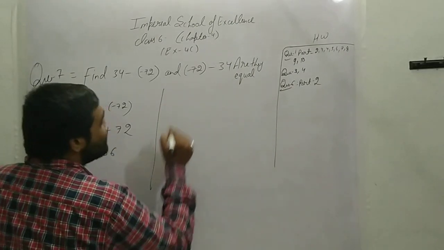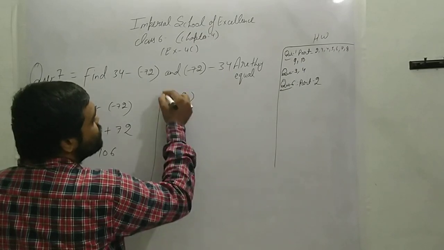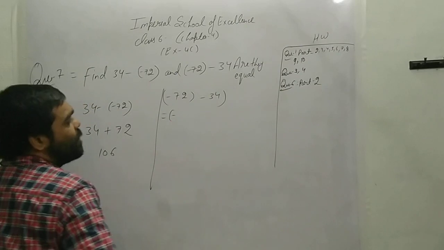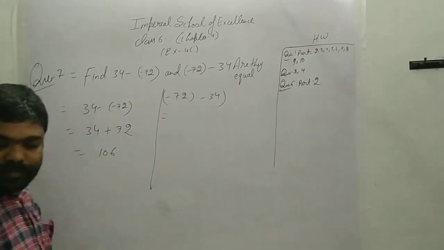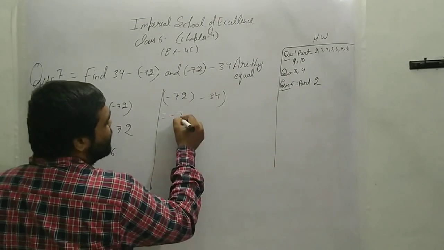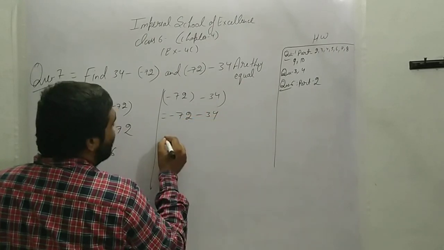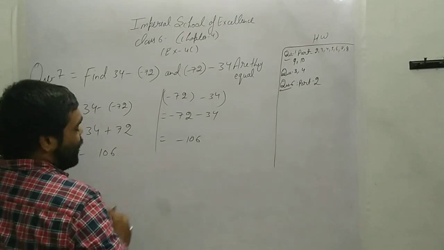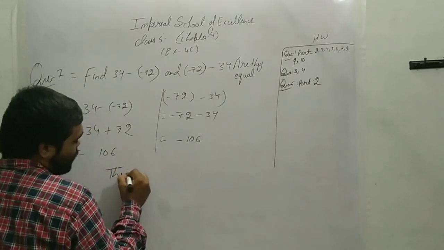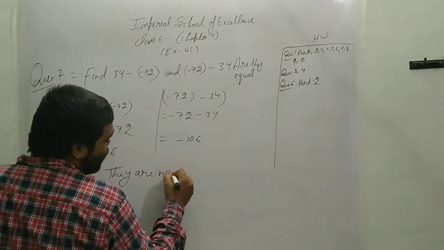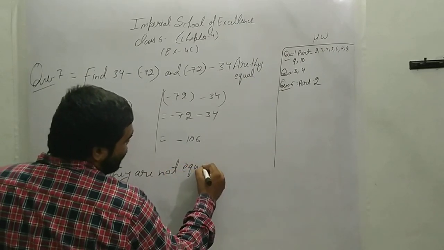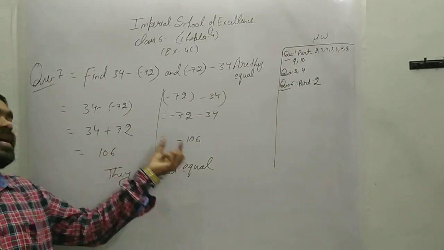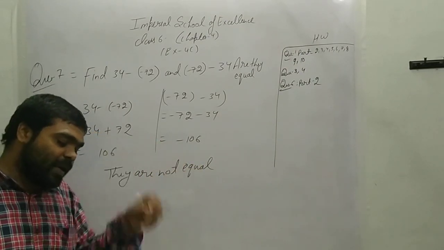Now here the second part, minus 72 minus 34. It is minus 72 and minus 34. Minus and minus plus, minus 72 minus 34. The answer would be minus 106. So you have to write they are not equal. These two are not equal, because the answer of one is 106 and the answer of the other is minus 106.